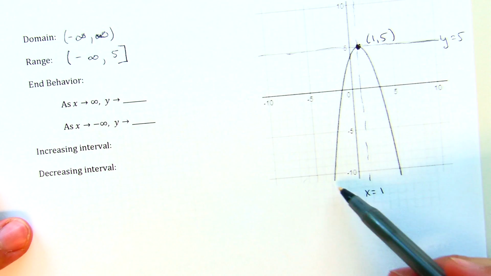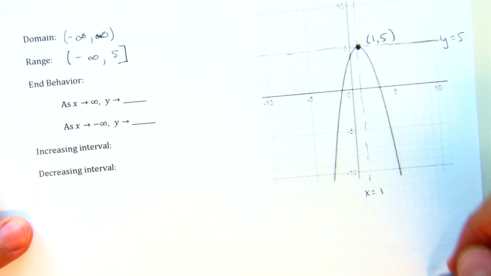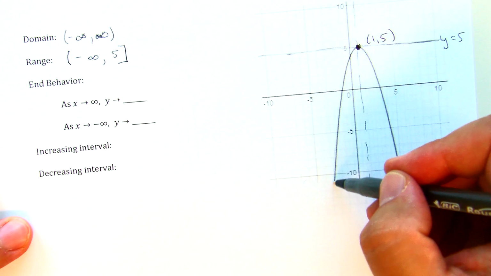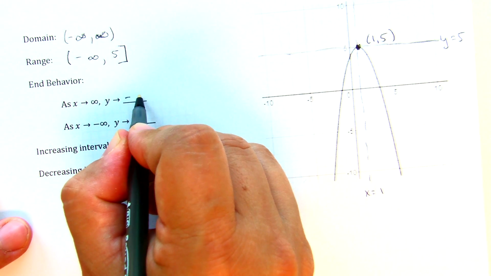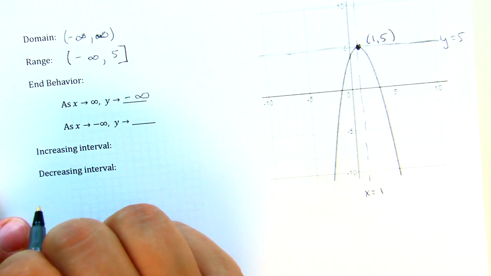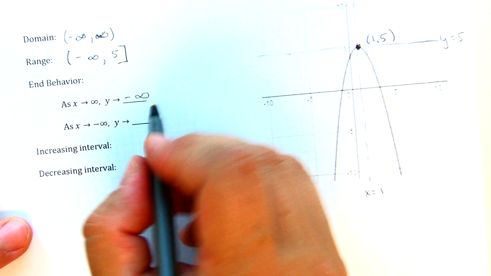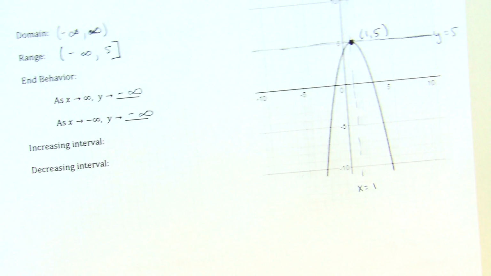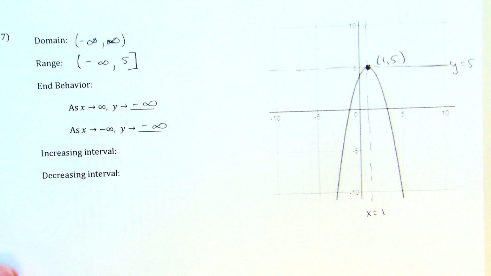Now what's happening in the end behavior? Well, if we look at both sides, you go out to the right, the function goes down and down towards -infinity. As you go out to the left, the function goes down towards -infinity. So as x goes to positive infinity, y goes to -infinity. That's the right-hand side. As x goes to -infinity, that's the left-hand side, y is still going towards -infinity. You'll notice that with quadratic functions, the left-hand and the right-hand end behaviors are always going to be the same. Not true of every kind of function, but it is always true with quadratics.